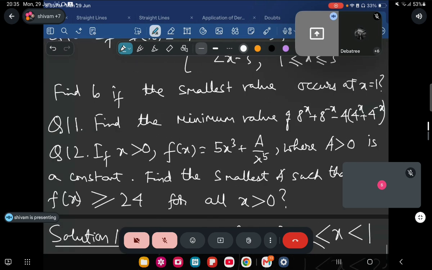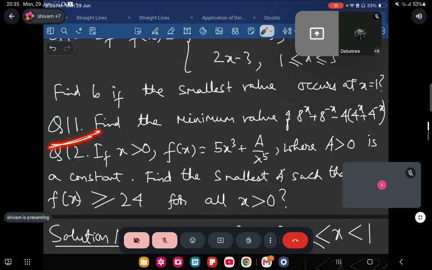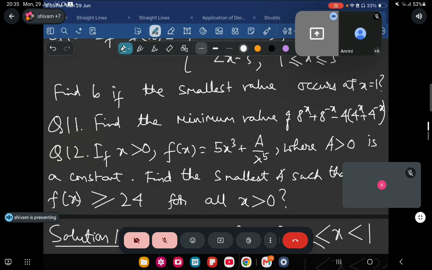This is the last one. Will you do it as a home task for tomorrow or should I solve it now only? Or will you try this at home? We'll try it at home. Okay, this problem I'll discuss tomorrow. And Devatri, you also solve it and send it, since you are not joining tomorrow's class. Number 12, I'm going to discuss tomorrow, since you are exhausted.